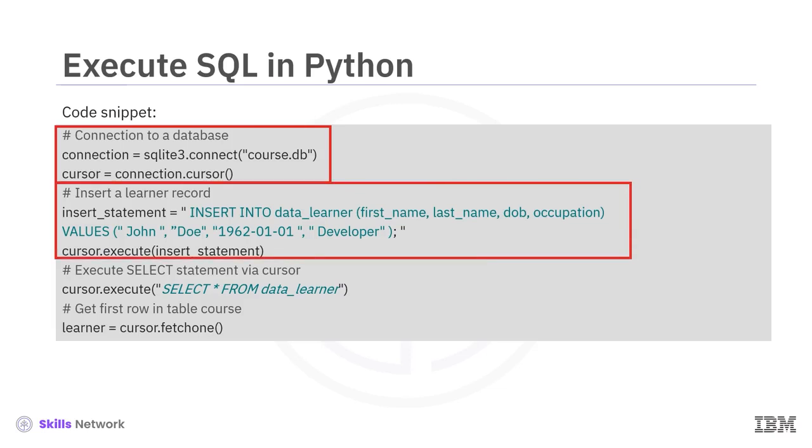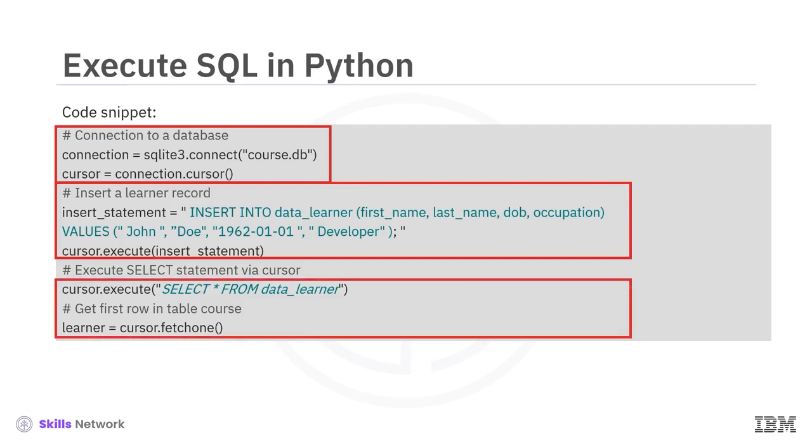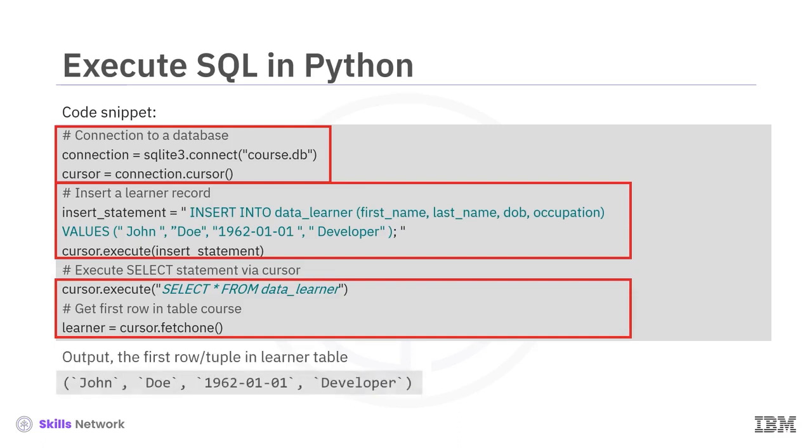We start with an insert statement to create and insert a learner record. Once the insert statement is assembled, we call cursor to execute methods to run the SQL. Lastly, we create another select statement to query the learner record we just inserted, and we use the cursor fetch1 to retrieve the first row. The output shows the learner row we just inserted.